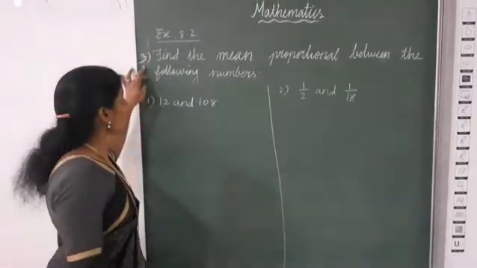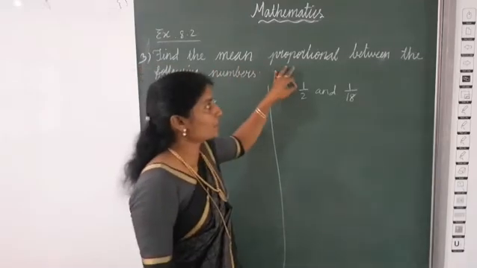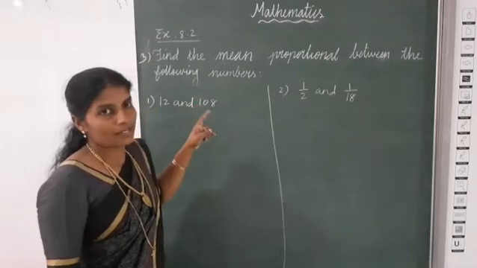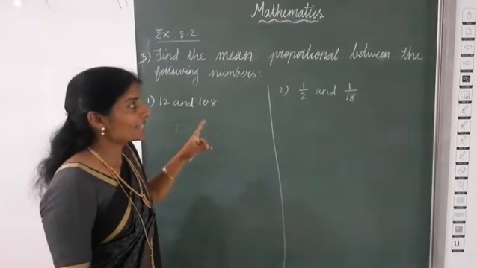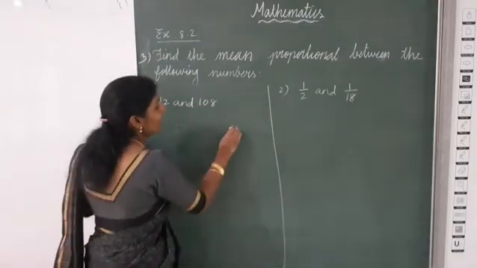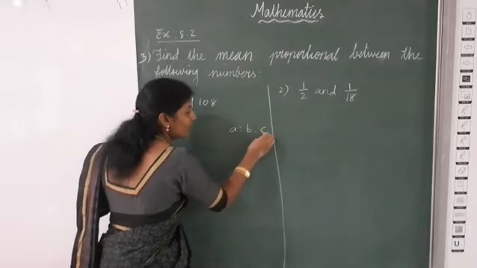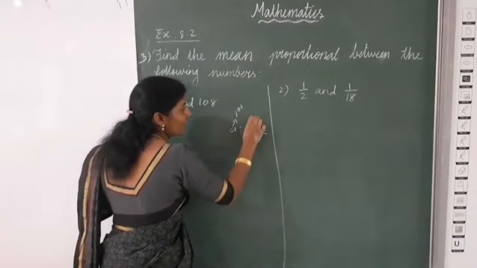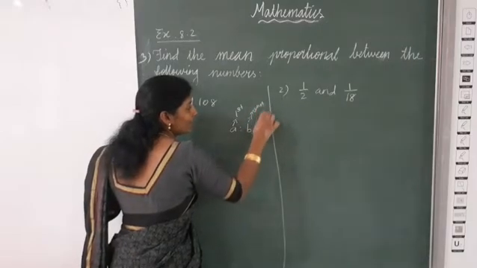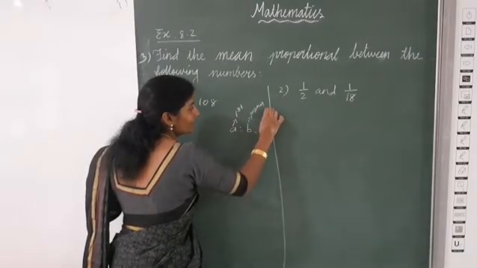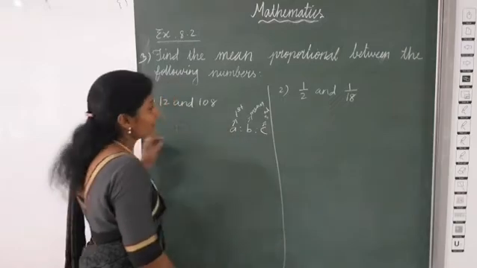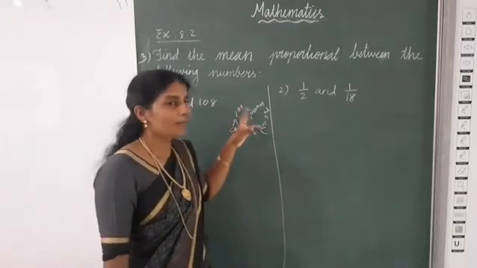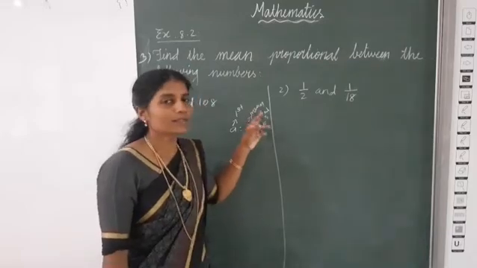The third question: find the mean proportional between the following numbers. Mean proportional means the middle one. A is to B is to C. Here this is the first proportional, this is the mean proportional, this is the third proportional. The first term is called first proportional, the second term is called mean proportional, the third term is called third proportional.